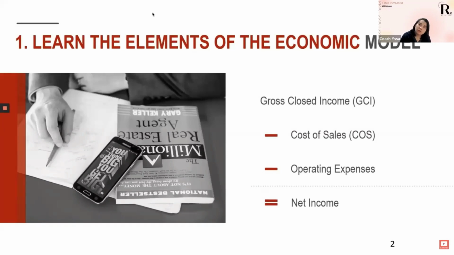Definitely know those, because that's what differentiates gross closed income or gross commission income from the expenses, and the profit that we actually get to take on vacation with us at the very end. It is also really important to note personal expenses are not included in this exercise.